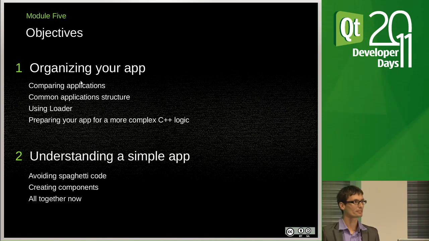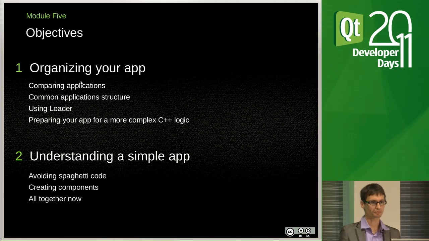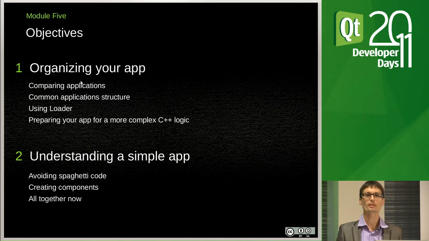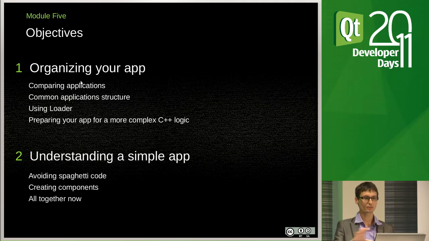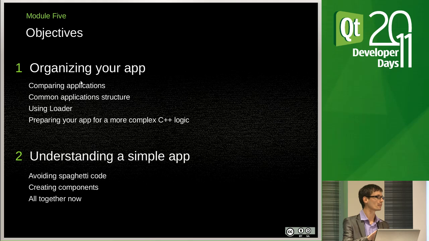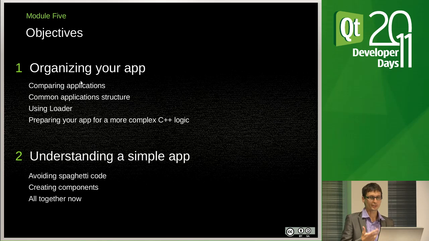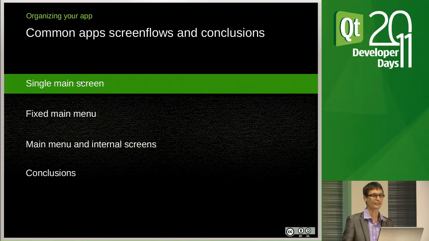So for this module, we are going to see some recipes for how to start an application. We are mainly talking about mobile applications here. There are different kinds of applications on mobile phones, and there are three main kinds. We are going to see which template you should use for your application.